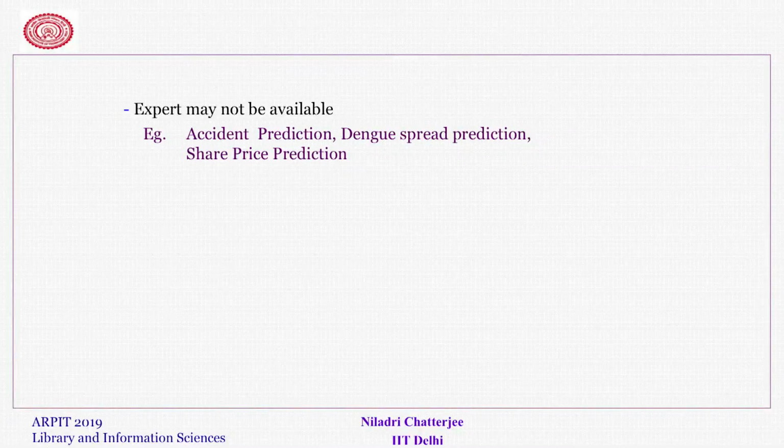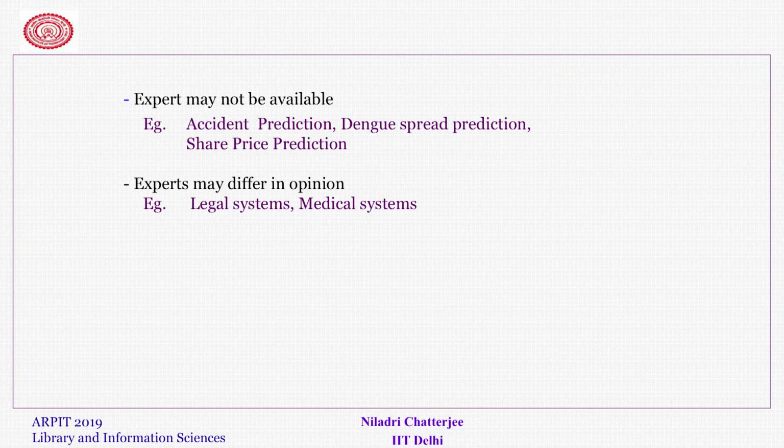For example, an expert may not be available. If you look at today's problems, we do not have experts who can tell how to predict whether there is going to be an accident in some corner of the road, how to control the spread of dengue, or where one should invest money so that one can make profit, in other words, share price prediction. There is no expert who can guarantee success in these domains. In a similar way, there can be a domain where two experts have two different opinions. In legal systems, for example, there are two lawyers from two sides and their interpretations of the case in hand are completely opposite to each other.